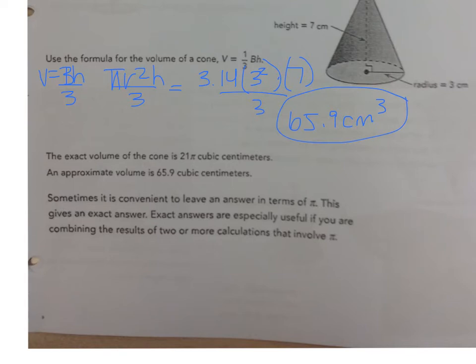All right, so for this next one, it says the exact volume of a cone is 21 pi cubic centimeters. It is 65.9. So sometimes they leave it in terms of pi and sometimes they don't, and we've done that before. All right.